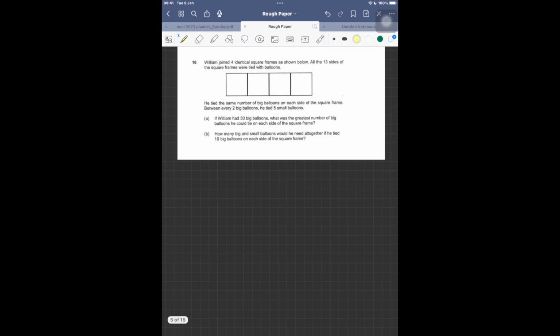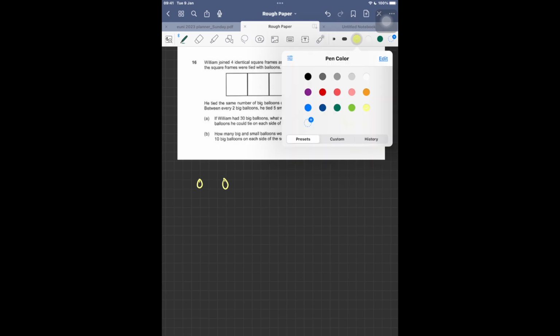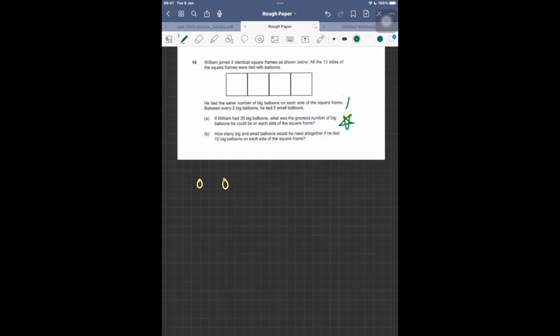How to calculate the small balloons? I know that one side, right, between two big balloons, I use small balloons as star. Let me label small balloons as star. In between, one star is actually 5 small balloons. Okay? So every 10, because I have 10 circles, right?